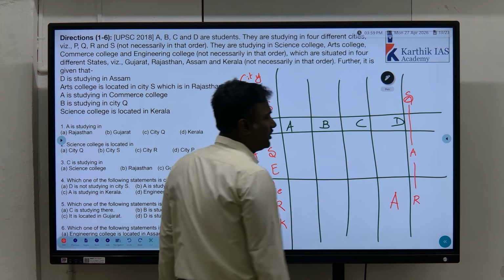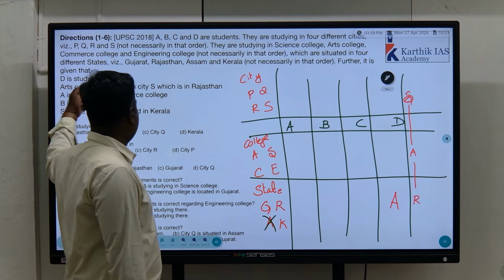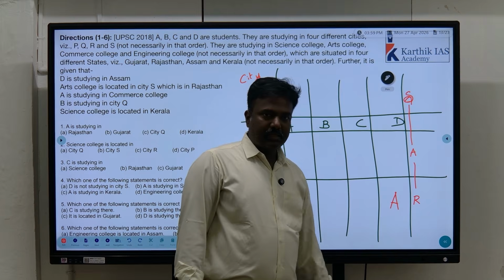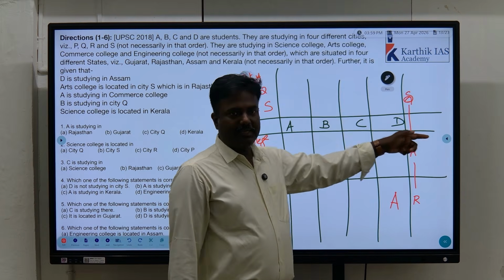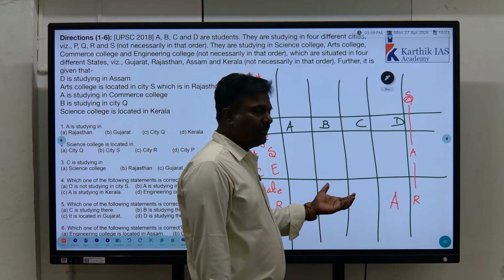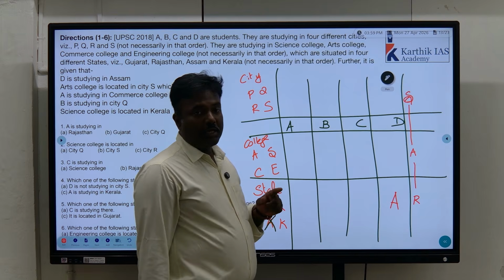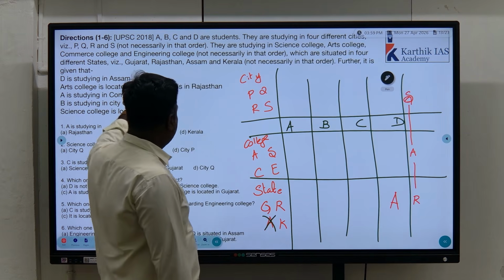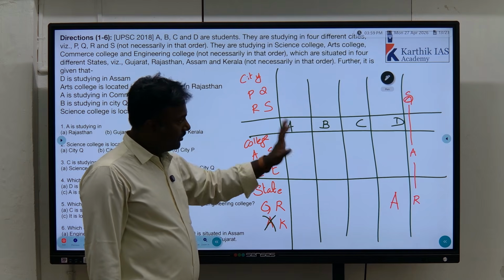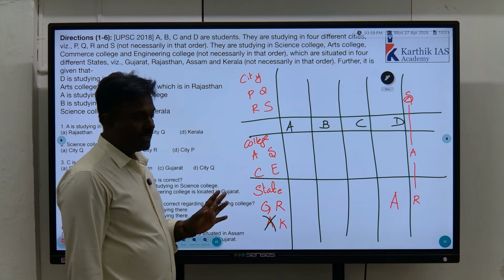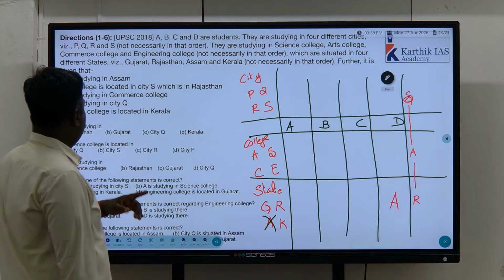See, this is an unknown clue. The first statement is a known clue: D is studying in Assam. This is an unknown clue because we have taken A, B, C, D as the center, and with their reference only we have started the question. This we can't take in the diagram, but you should not leave the line and move to the next line. You have to take notes now itself. In paragraph-based questions you should not read a second time. Double line up, triple line up questions, okay, I'll come back later.